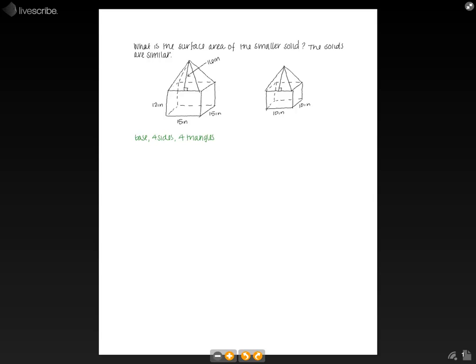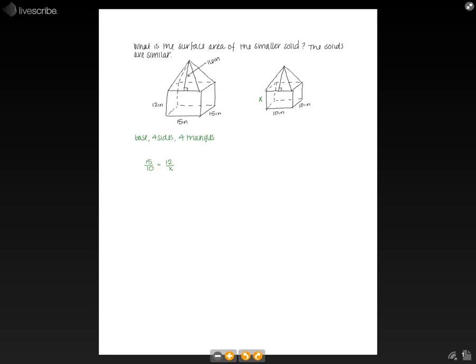Alright, so let's start by writing a proportion. Since we know that these solids are similar, we know we can write a proportion with corresponding sides. So let's call this side x. So the proportion we can write will be 15 over 10 is equal to 12 over x, since we want the corresponding parts on the same sides with each other.